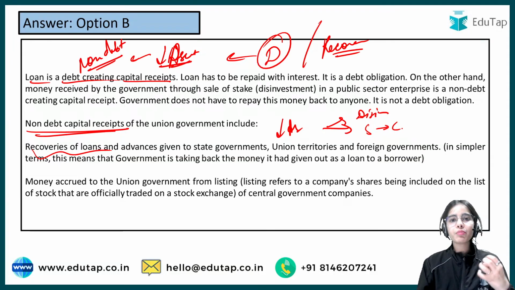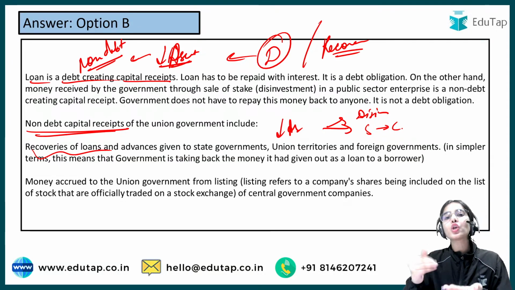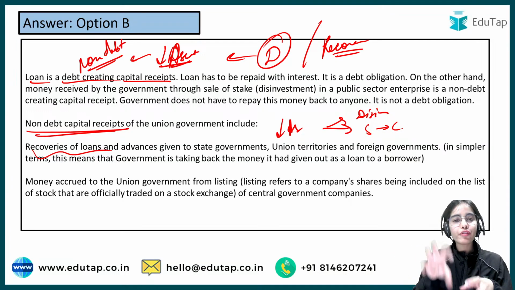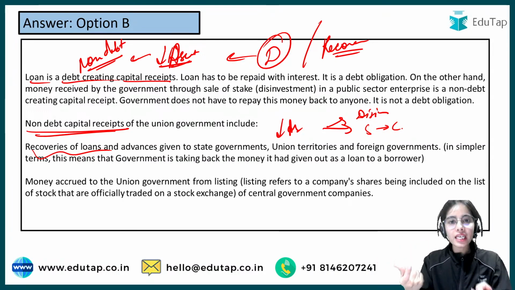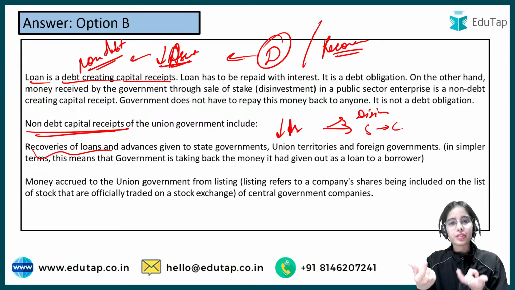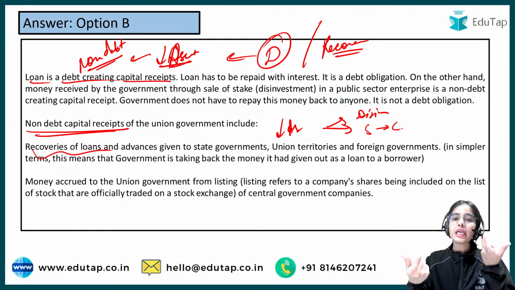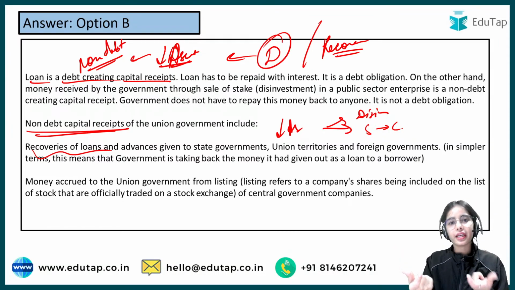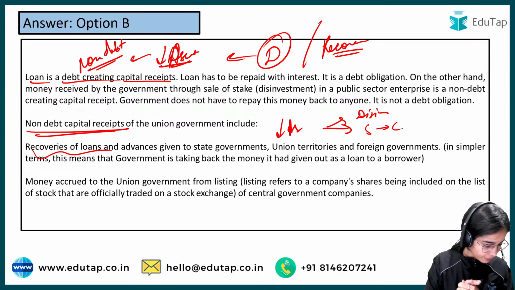You can have the money by selling your land or taking a loan on that land. If you are taking a loan, that is debt creating. If you are not taking a loan, and you are selling a part of that land, that is disinvestment, let's say. So that is a non-debt creating capital receipt. Taking liability is debt creating. Not taking liability, decreasing your asset, is a non-debt creating capital receipt. So this is clear?